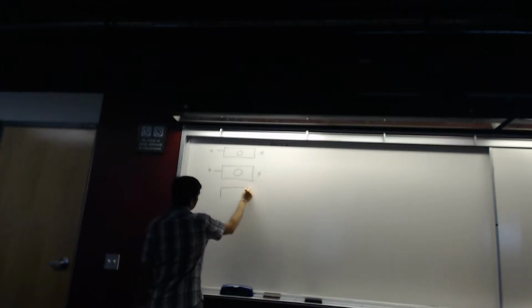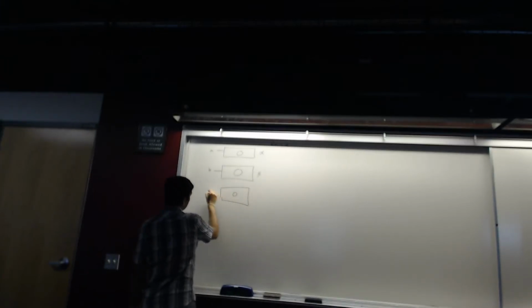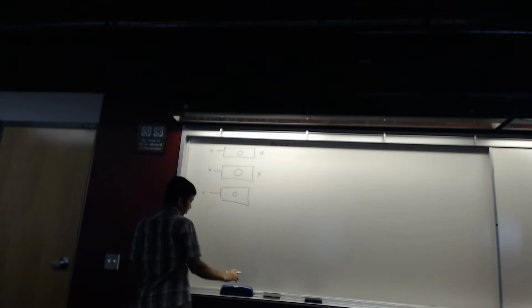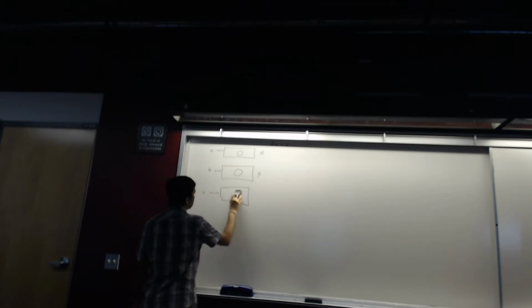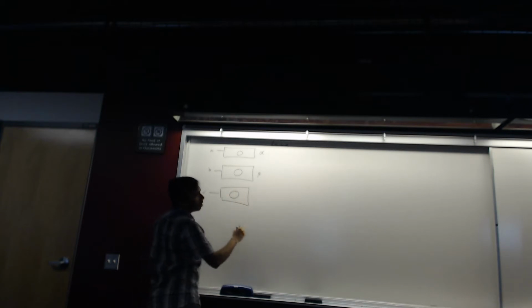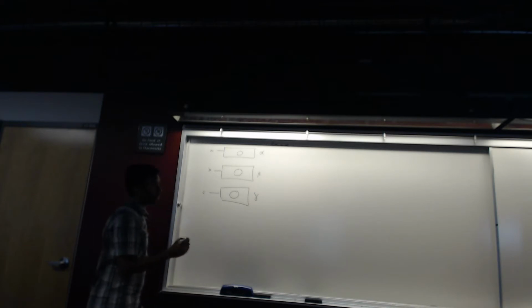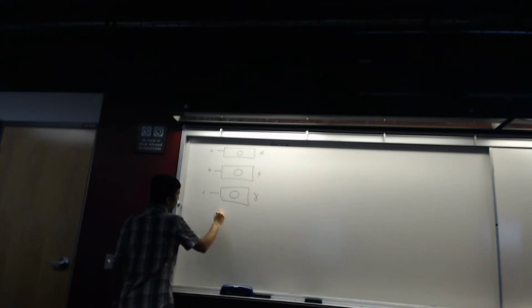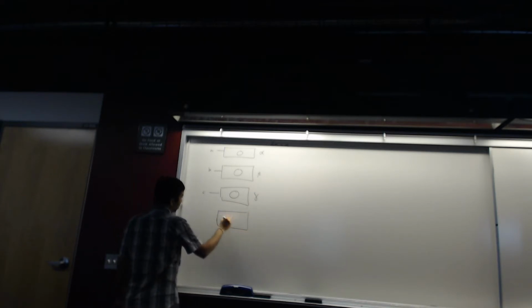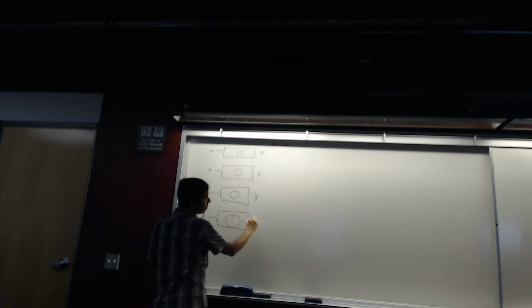Then we declare c. C again box and circle, and its memory is gamma. We declare d again. So for each declaration we have a box and circle, and its memory is delta. Okay.